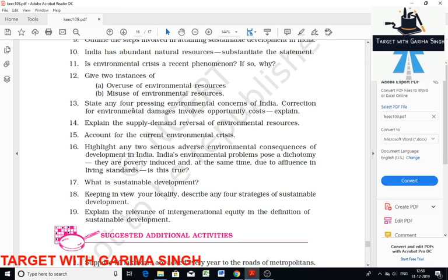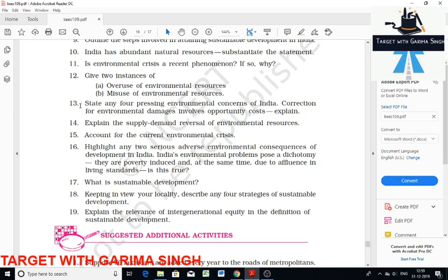Then massive overuse and misuse of environmental resources. There is a massive overuse and misuse of environmental resources, which leads to deforestation, land degradation, ozone depletion, and global warming. Now we have discussed four pressing environmental concerns. I'm going to repeat just the headings: massive overuse and misuse of environmental resources, environmental crisis, ozone depletion, global warming.